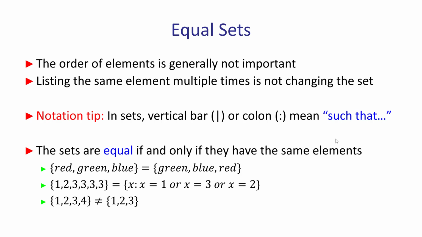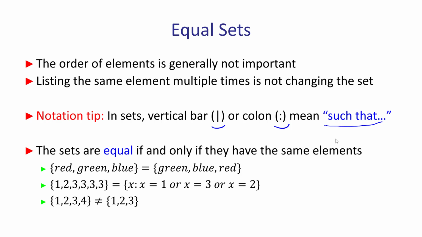We want to know when we can say that 2 sets are equal between them. But before that, we need to understand a few important properties of the sets. First of all, the order of elements in the set is not generally important. So you can change the order the way you want, it will not change the set itself. Also, if you list the same element multiple times, it's not changing the set. This is the same thing as putting it only once. So in terms of notation, you also need to know that a vertical bar or colon mean "such that". We will see an example of that in a second.